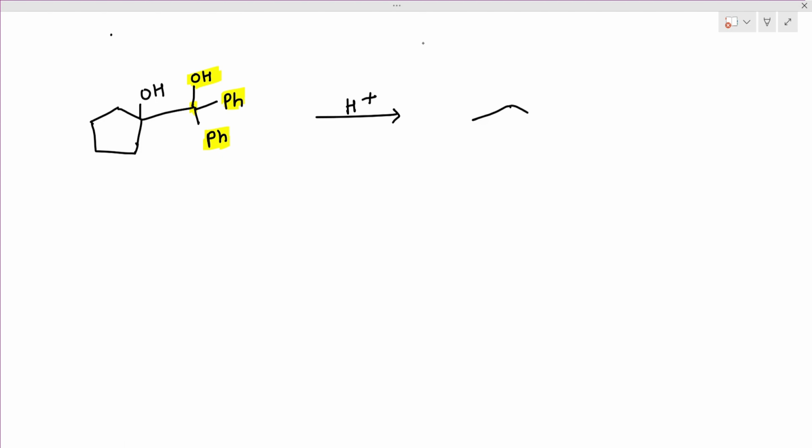Okay, so we are getting this OH and here this Ph. Ph here first forms OH2 plus, then remove this one. So you are getting a positive charge here. Then there should be a shift of an alkyl group. Now which carbon atom will migrate? So this carbon atom will migrate here, and this bond will move like this.